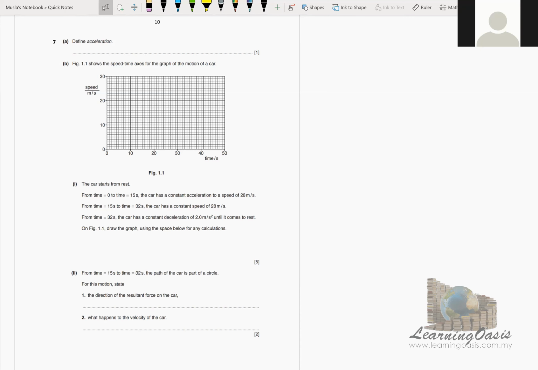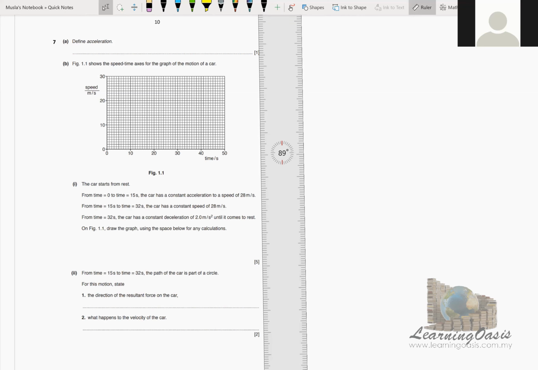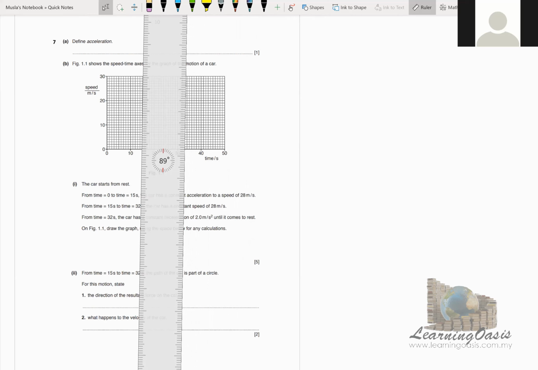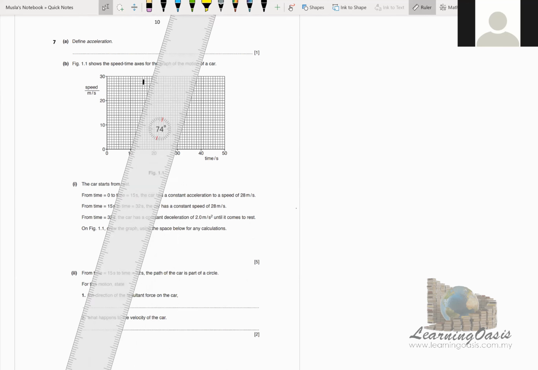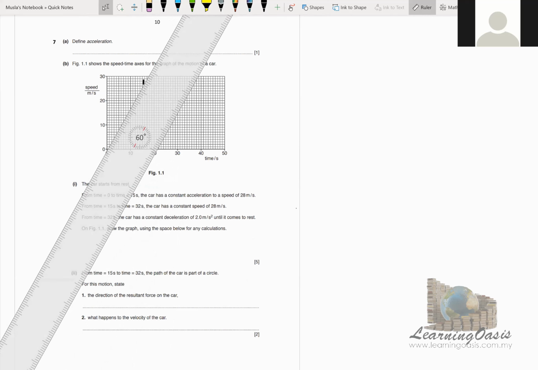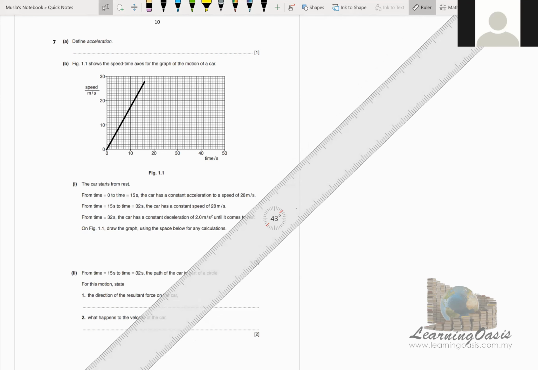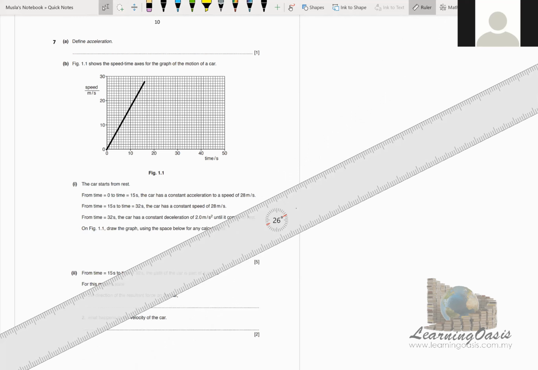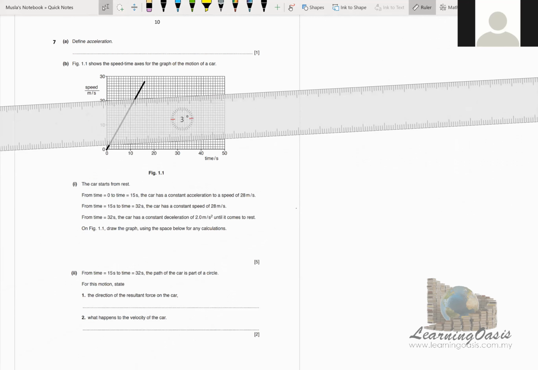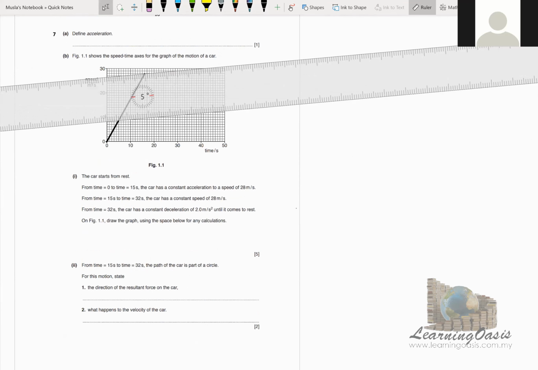Next, the graph shows the speed time axis for the motion of a car. The car starts from rest. From 0 to 15, the car has a constant acceleration to a speed of 28. So how does it look like? Straight line going up. So 15, you have 28. Where is 28? This is 25, 28 is here. Then what happened? Constant speed. Horizontal line. For how long? Until 32 seconds.